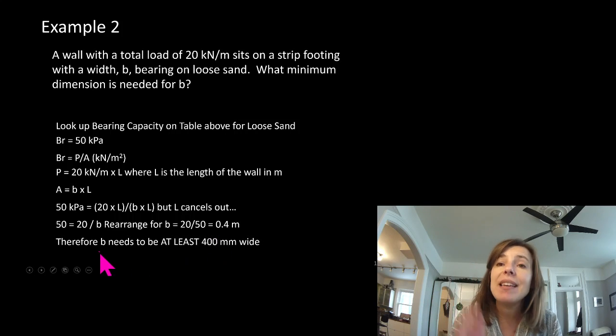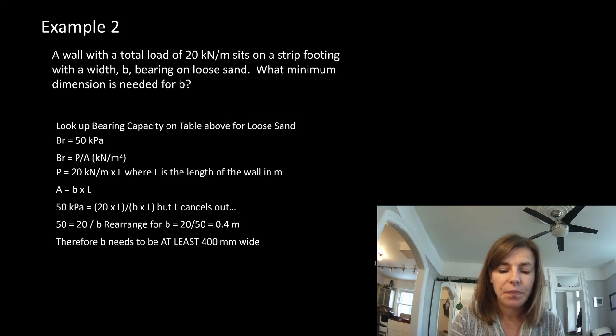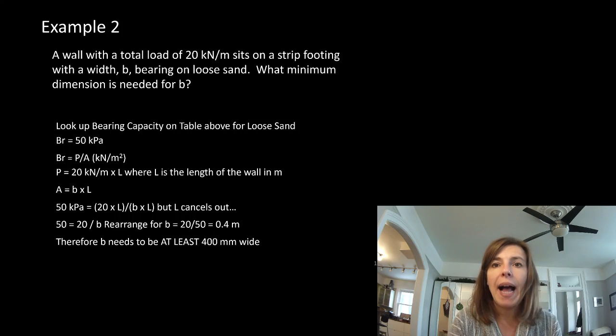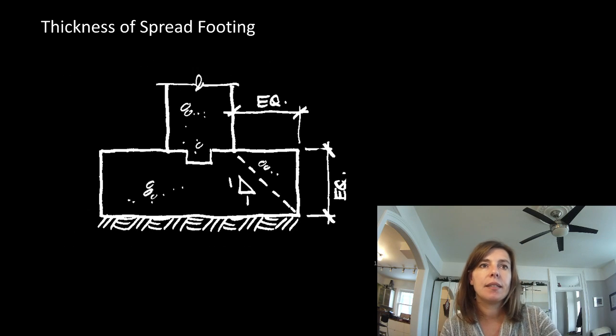And it needs to be at least 400 millimeters wide. If it was 350 millimeters wide, well, let's just take a look at that. If we had 0.35 times 1 meter, it's 0.35 meters squared, and we have 20 kilonewtons divided by 0.35, we would have a bearing pressure of 57 kPa. That is not less than 50 kPa. So we need something bigger than 400. 400 works. 400 or bigger is going to work for us.